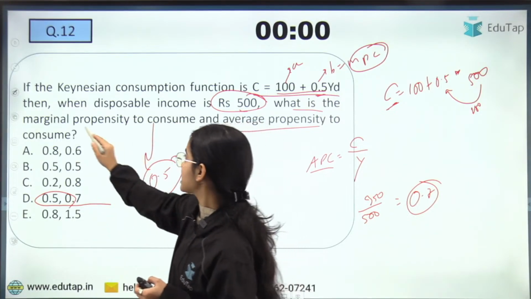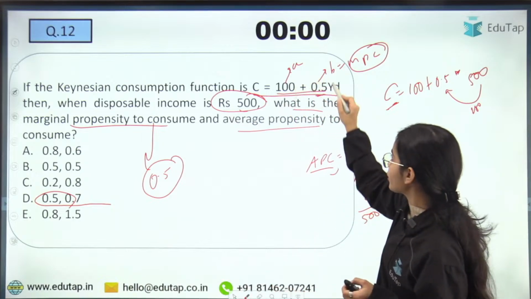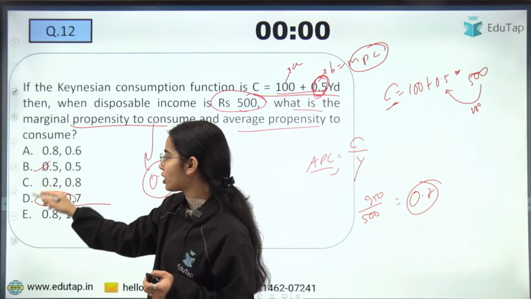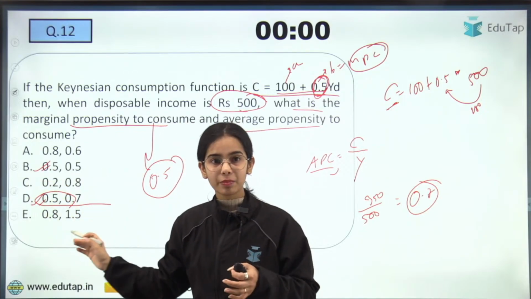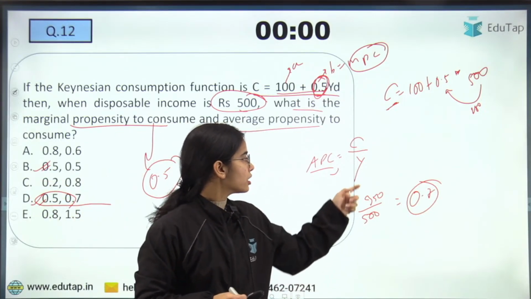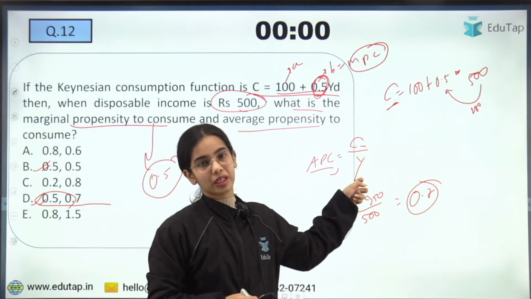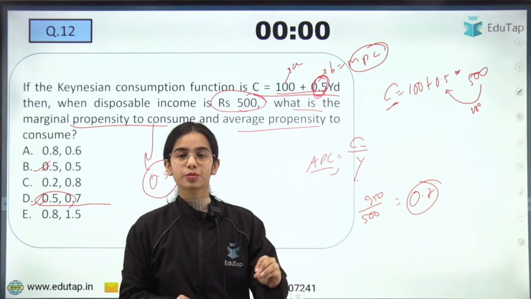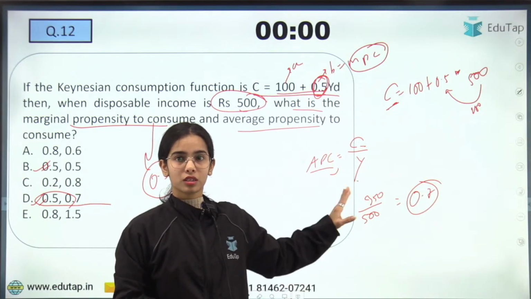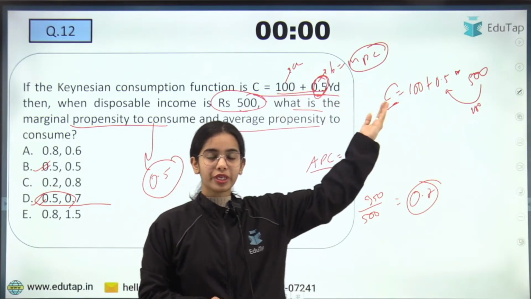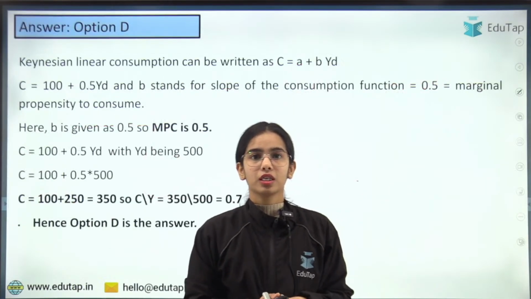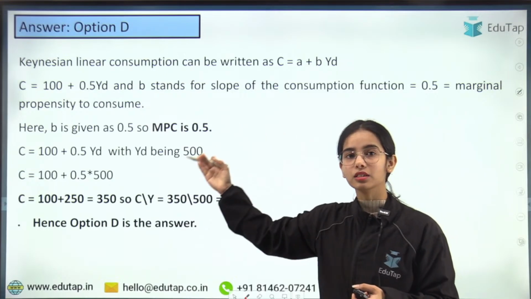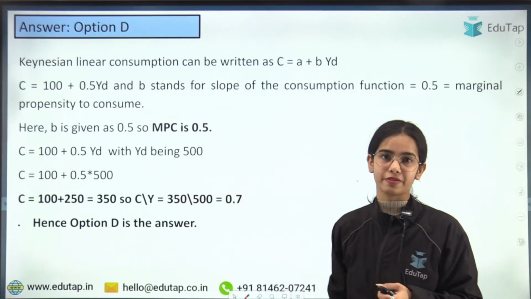MPC is 0.5. So either the answer can be B or the answer can be D. And the APC is total consumption to total income, so that is 350 to 500. Total consumption will be the consumption that you take out from the equation. Now this is the answer. So D is the answer, as MPC is 0.5 and the APC is 0.7.